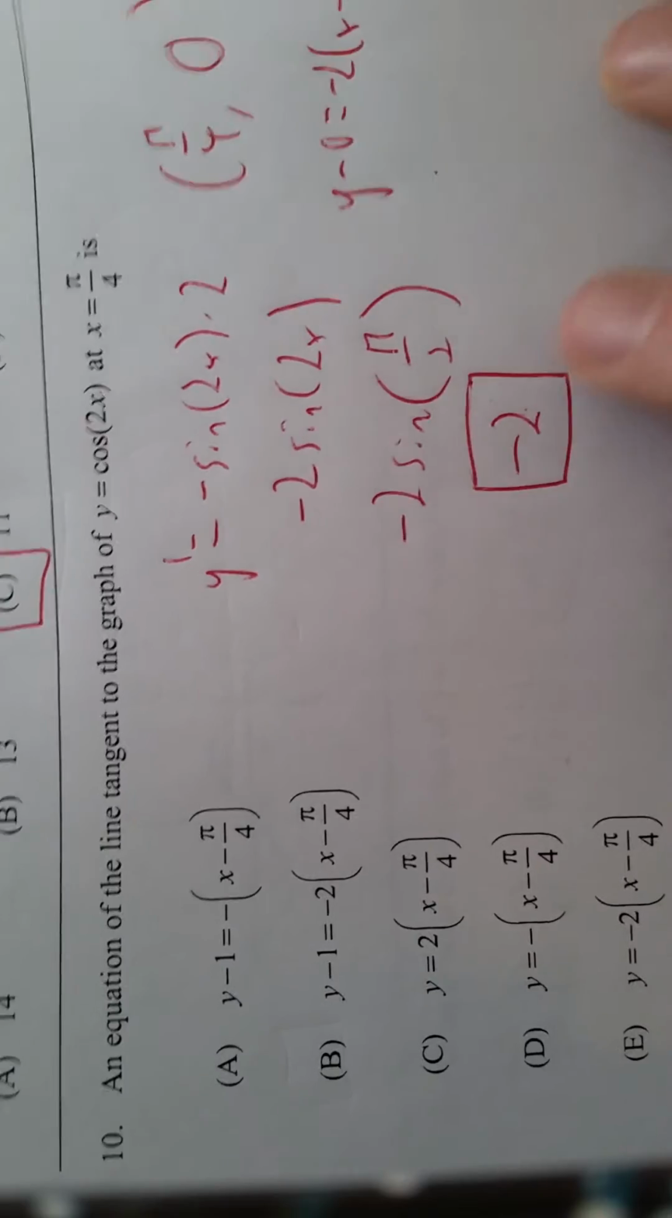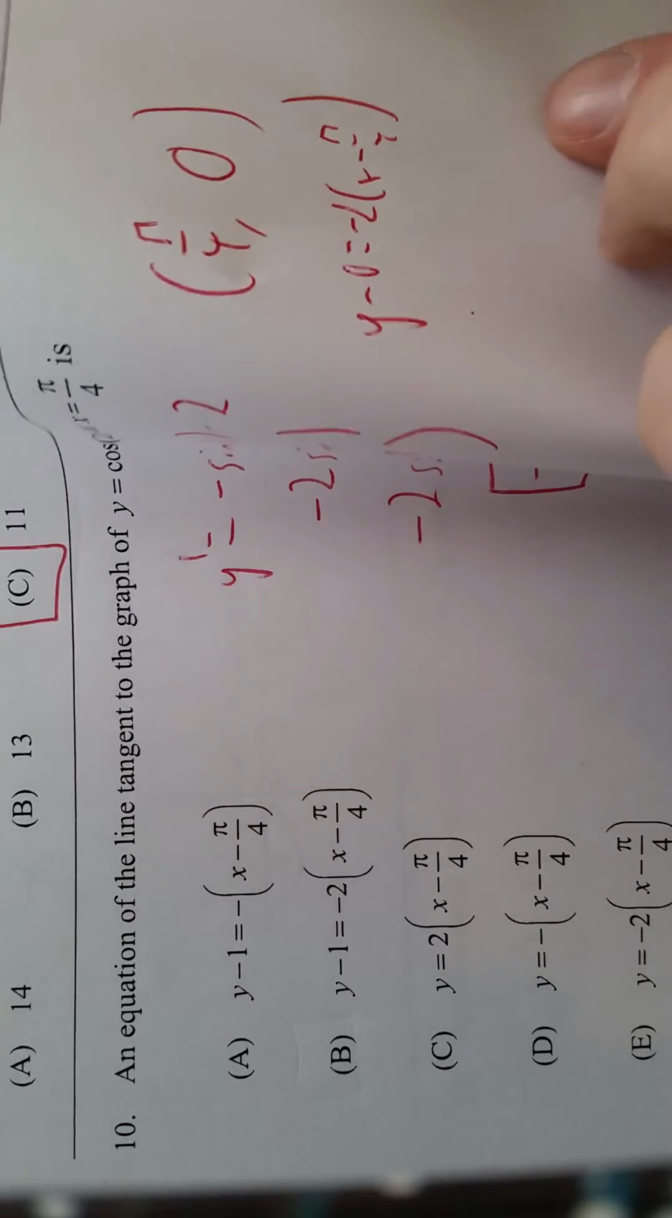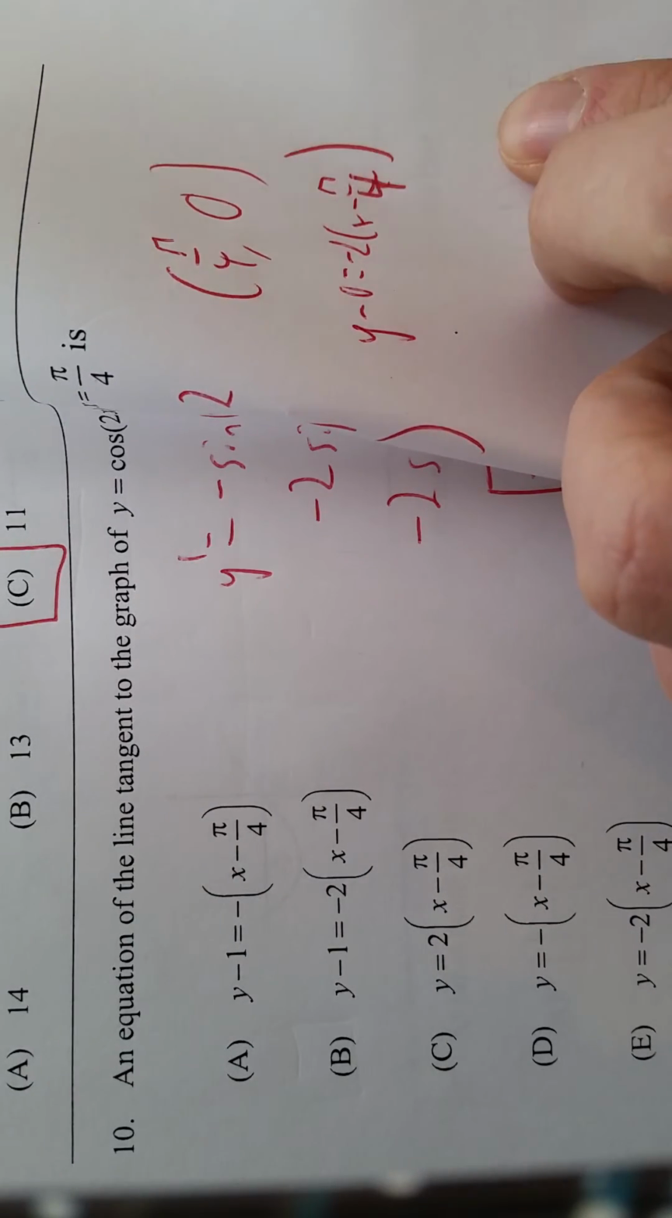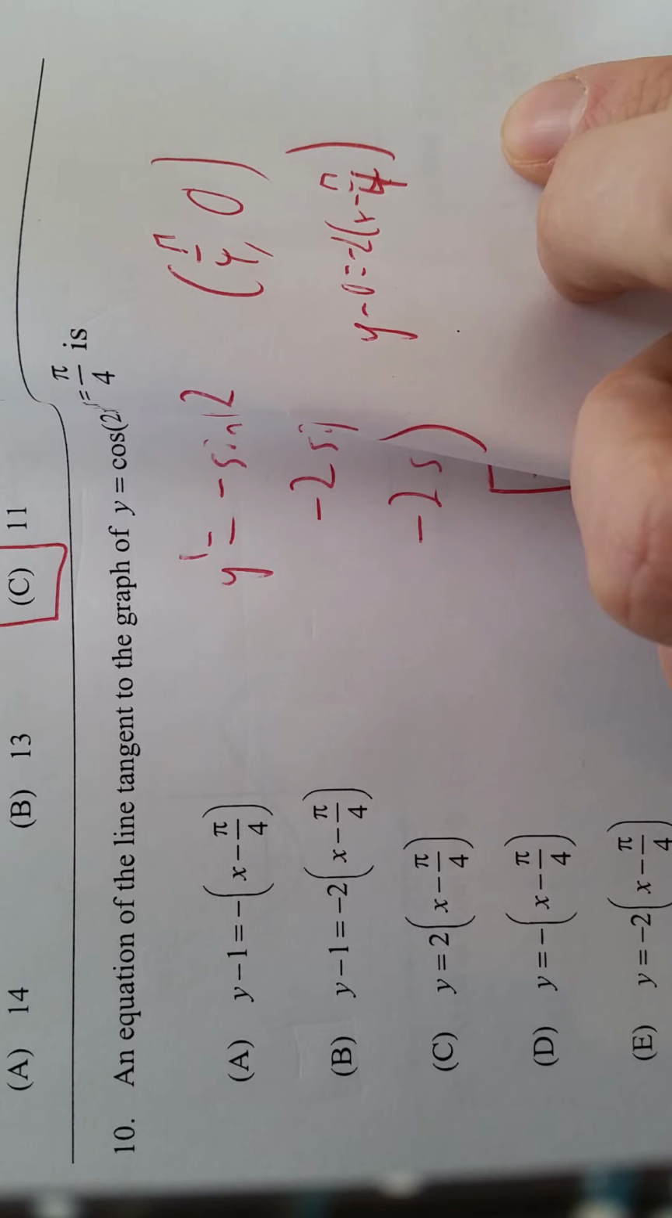I'm sorry, you can't see that darn thing. Okay, that's what you end up with, right? Then you look and you hope it's one of those answers, and yeah, it is. Looks like it's E.